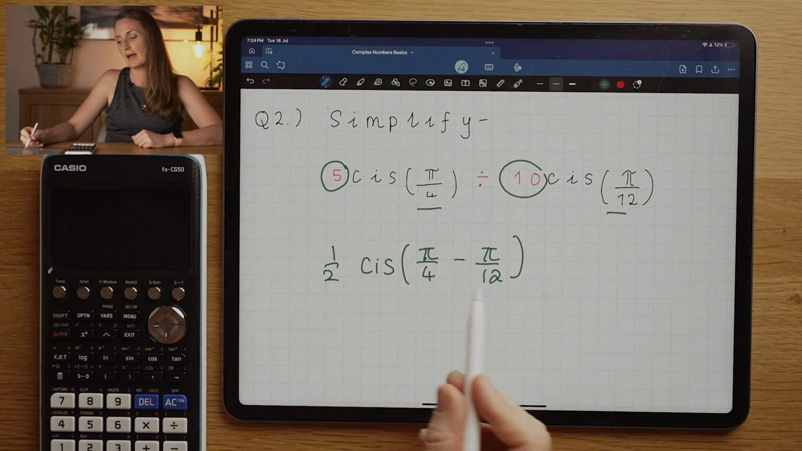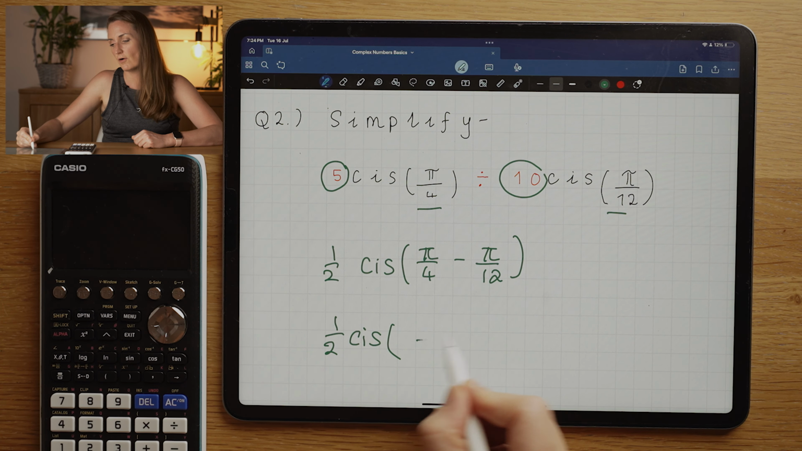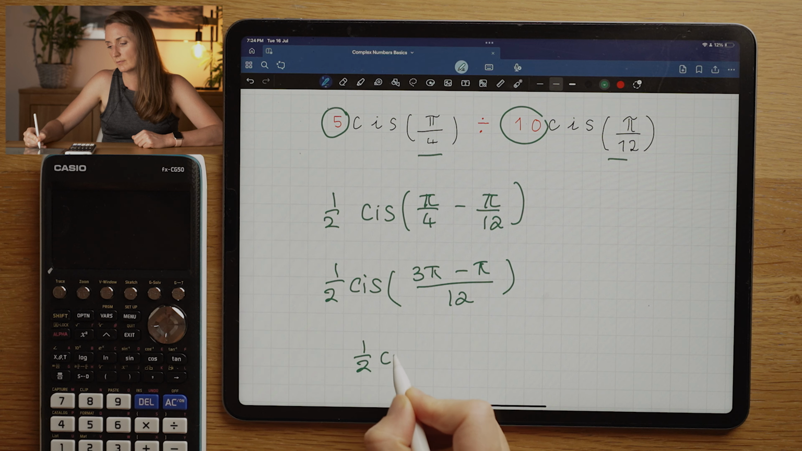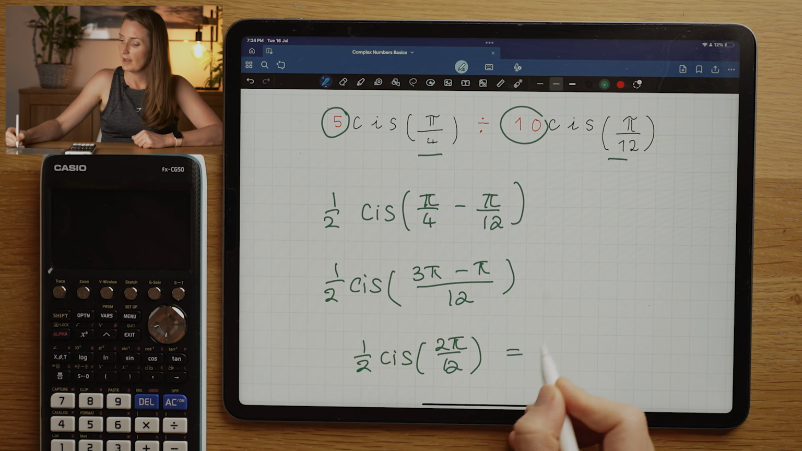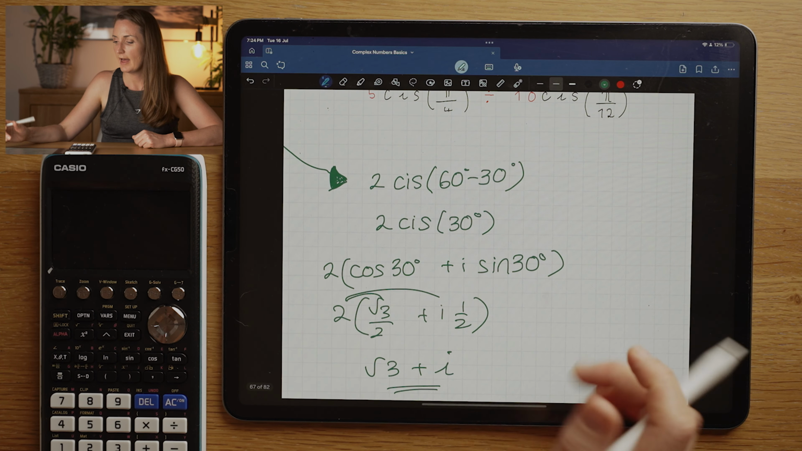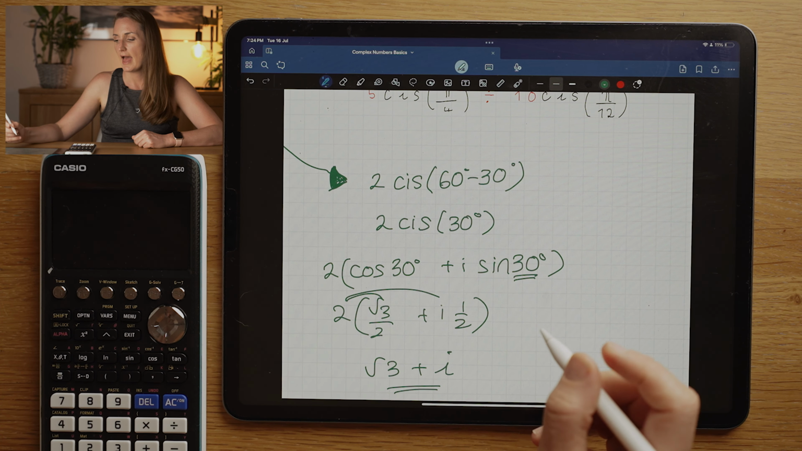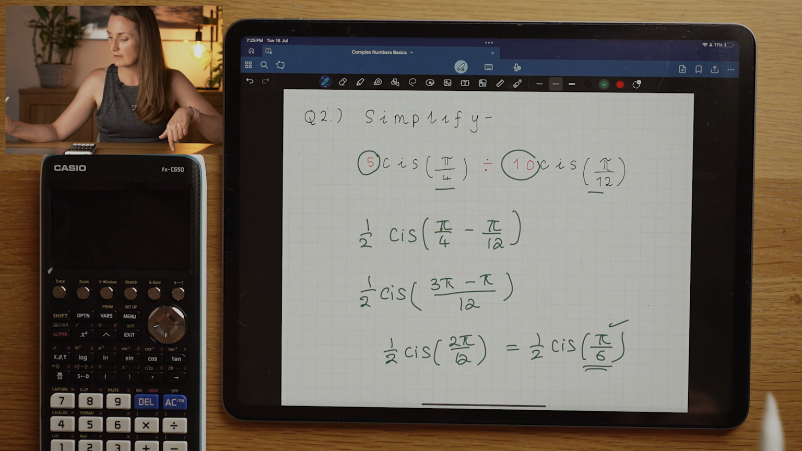As always, we need to calculate our common denominator. I'm going to go for 12 again. So the pi is fine, but this needs to be times by 3, the numerator and the denominator. 3 pi minus pi is 2 pi over 12, and that's going to be a half cis pi over 6. And again, you're always doing that little mental check to check that your answer is between plus 180 and minus 180, and that the answer is in fact in principal argument form, which both of these pass the test.